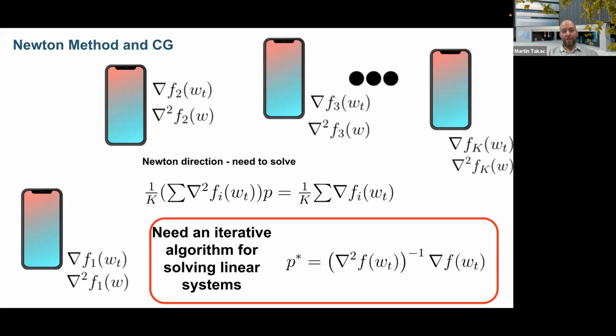Basically, p will be nothing else than the inverse of the average of the Hessians of the different devices, times the gradient. Again, you actually don't want to compute this as an inversion because this can be very expensive, but maybe you can use some iterative scheme to solve this one, okay? So in DiSCO, what they said: hey, I know a perfect iterative scheme, it's called CG, conjugate gradient.